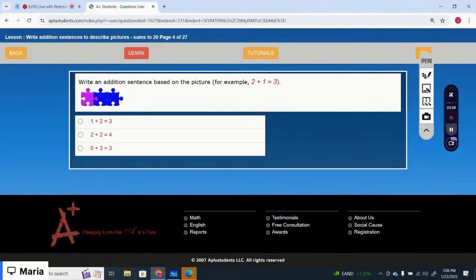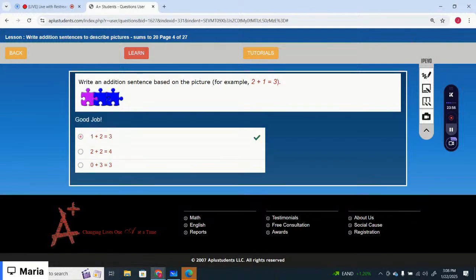Write an addition sentence based on the picture. That is 1 plus 2 equals 3. Option number 1 is the correct option.